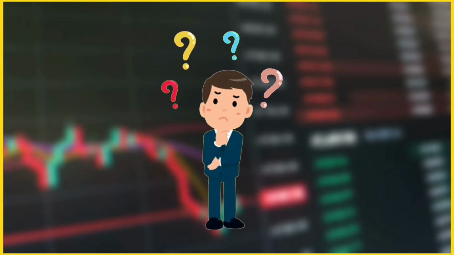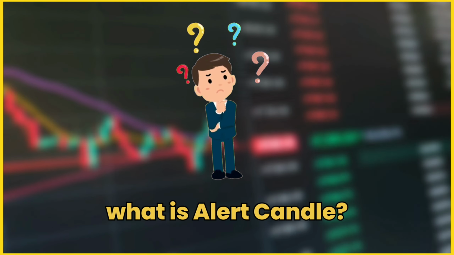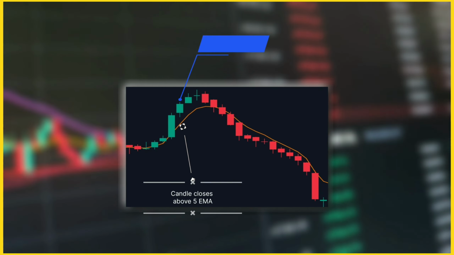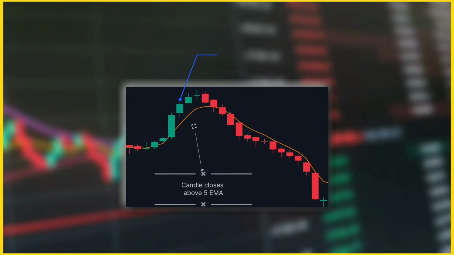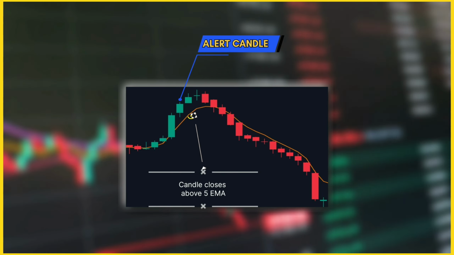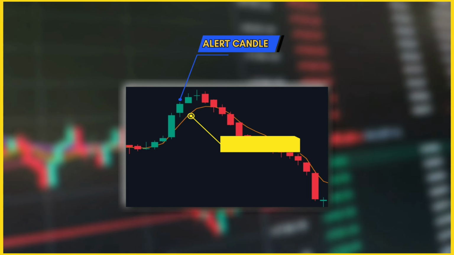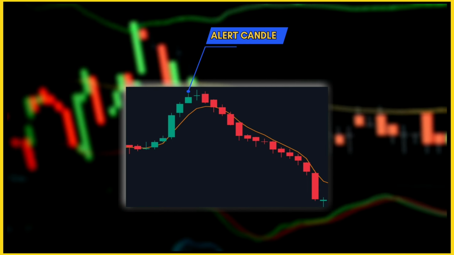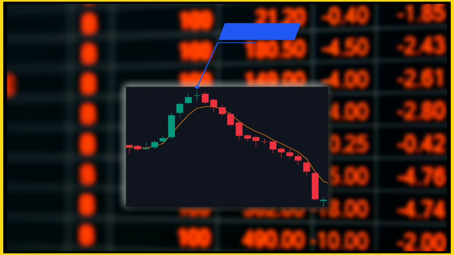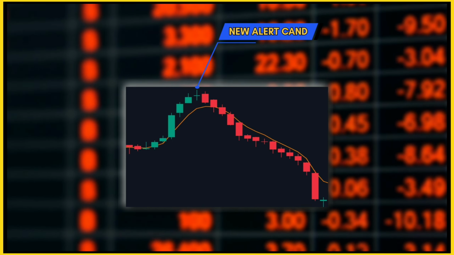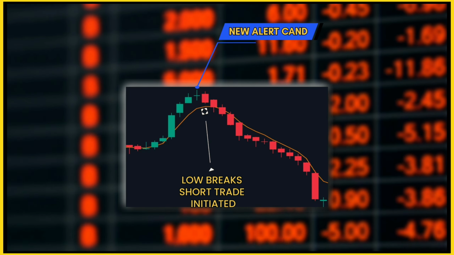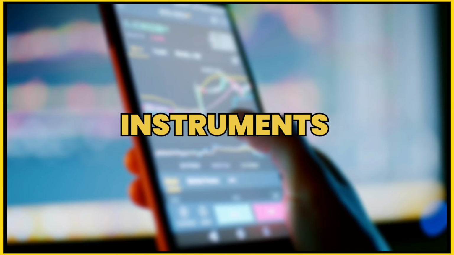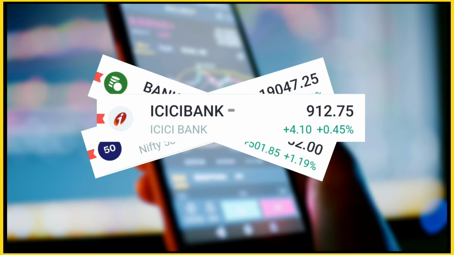Now, you must have a question. What is an alert candle? Well, when a candle closes completely above the 5 EMA, it is considered an alert candle. And if the next candle also remains above the 5 EMA and does not break the low of the previous alert candle, then the previous alert candle is ignored, and the new candle becomes the new alert candle. This process is repeated until a candle breaks the low of the alert candle, at which point a short trade is taken. And you can apply this modified strategy on any instruments like Nifty, Banknifty, stocks, commodities, etc.